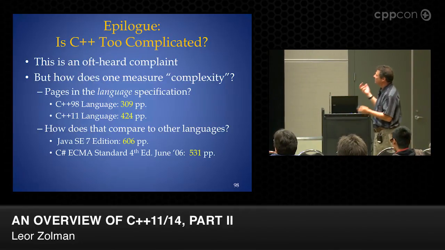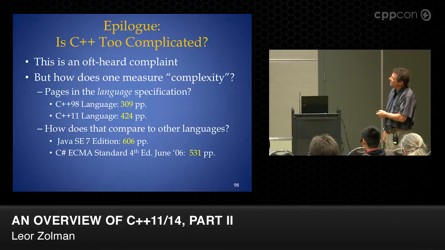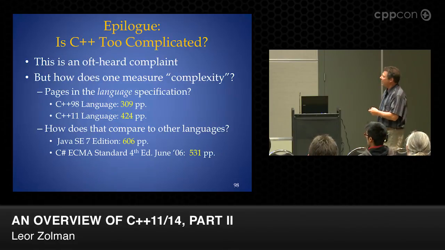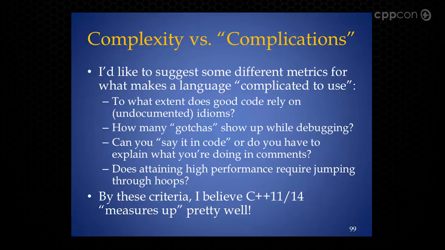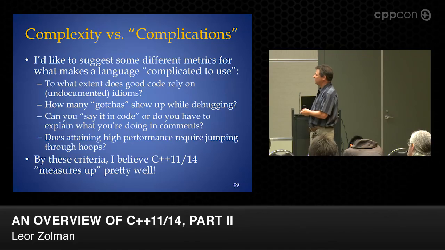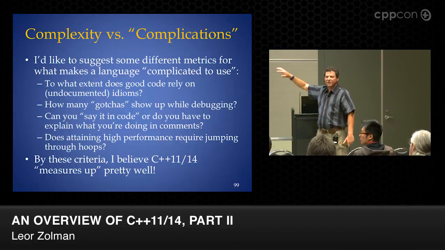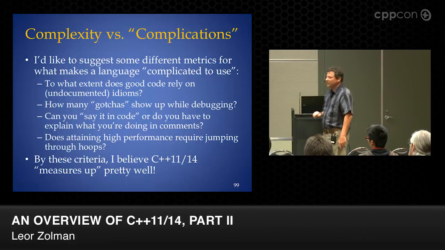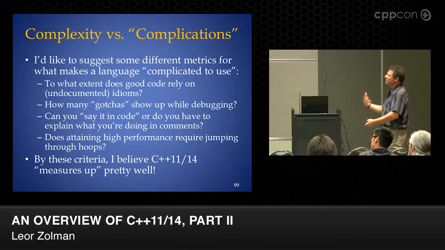Complexity versus what's really going to generate complications for you in your development process. I'd like to suggest a different way of evaluating what makes a language complicated. Does good code rely on undocumented idioms? How many gotchas show up? Can you say it in code, or do you have to write comments to explain what you're doing? Can you get high performance only by jumping through hoops? If you look at the evolution of C++, I think it really shows well if you apply these criteria to it. Okay, so maybe it's more complex internally, but the goal is to remove complications on the client side. And I think they've done that.